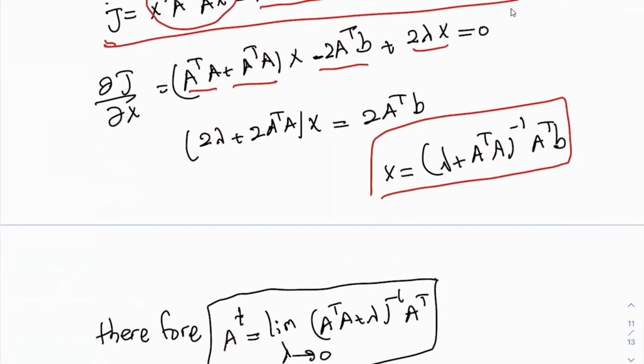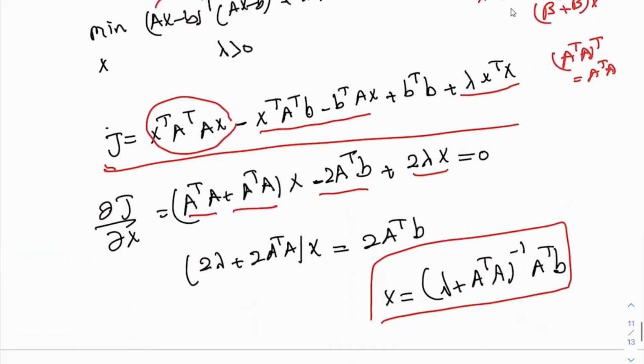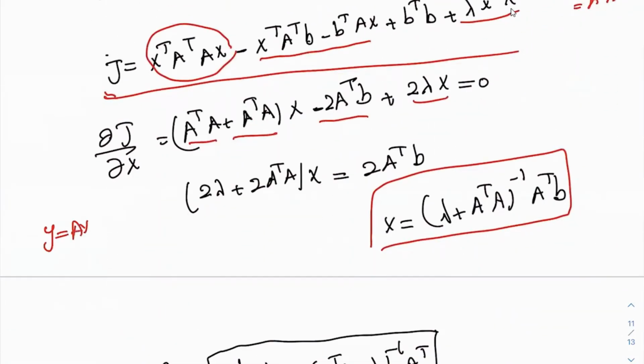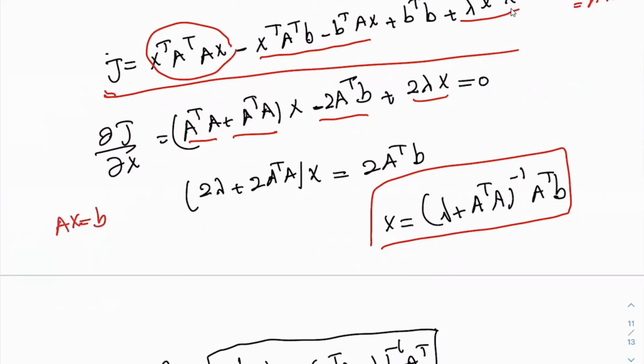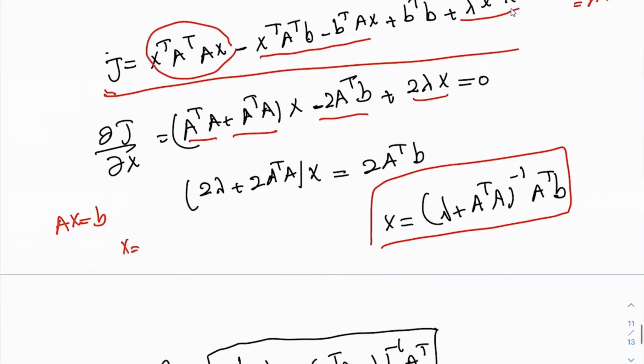But wait. x was the solution to this problem. What was x? x was the solution to this problem, Ax equal to b. Right? x was the solution, and we knew that we cannot really find the inverse. When we had an inverse, x was equal to A inverse b. When we had a left invertible matrix, x would be what? Or a right inverse, it could be equal to A pseudo-inverse b.